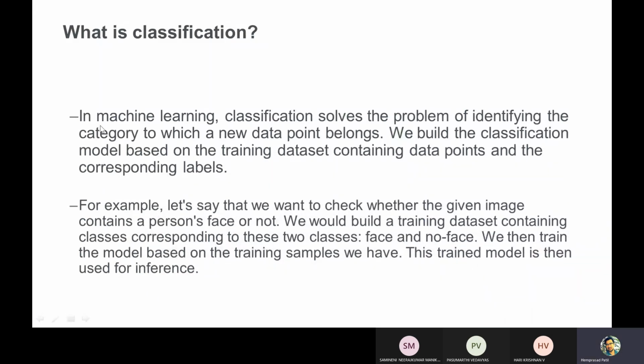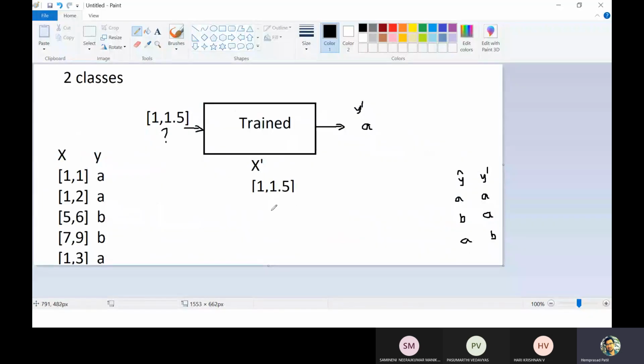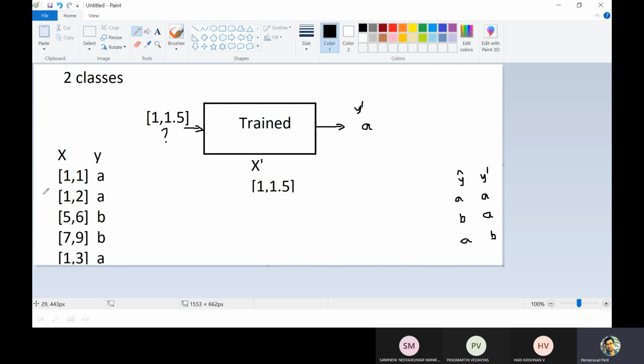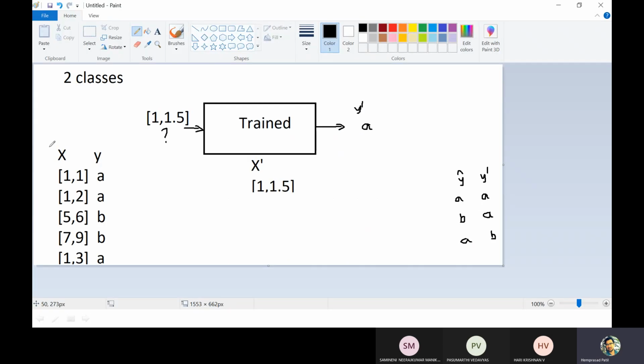So here in machine learning, I'll read this again. In machine learning, classification solves the problem of identifying the category to which a new data point belongs. So this was the new data point. To which category, meaning to which class it belongs. Okay. We build the classification model based on the training data set, containing data points and the corresponding labels. So these are the data points which are mentioned within square brackets, and these are the labels.